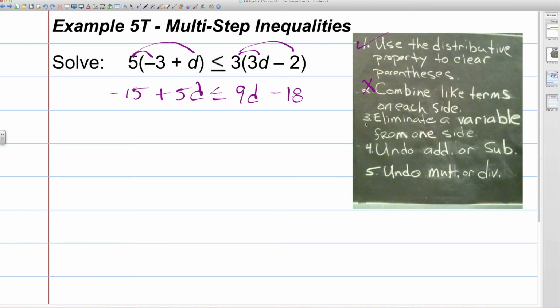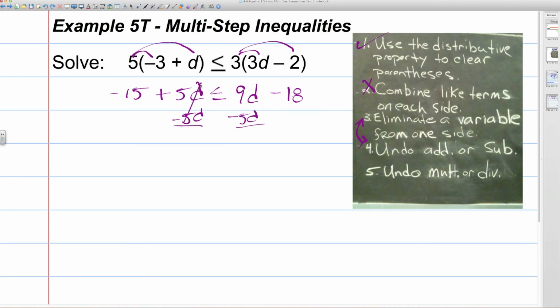Step 3 and 4 are the steps that can be done at the same time. Eliminate a variable from one side and undo addition or subtraction. We can do those at the same time. Here we have 5d on the left and 9d on the right. Some teachers always teach to get rid of the variable term on the right. I try to keep things positive, so in this case I'm going to go with 5d. I'm going to subtract that from both sides. The reason I subtract that is because it's positive.